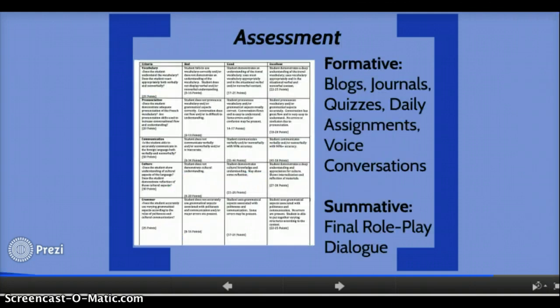Throughout the unit, there will be many types of assessment, both formal and informal. Students will practice role-play situations and be evaluated using the included rubric. Then, at the conclusion of the unit, a final assessment will take place. It will be a role-play situation in which the students must incorporate the vocab, grammar, and cultural knowledge.